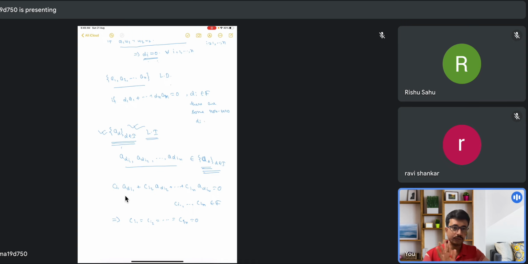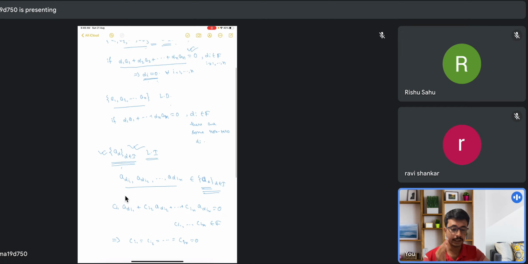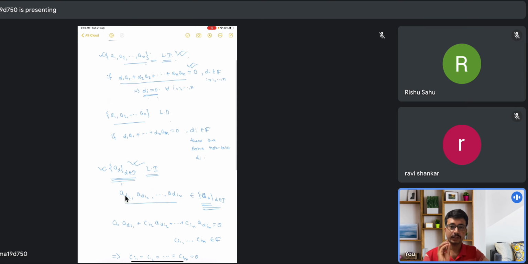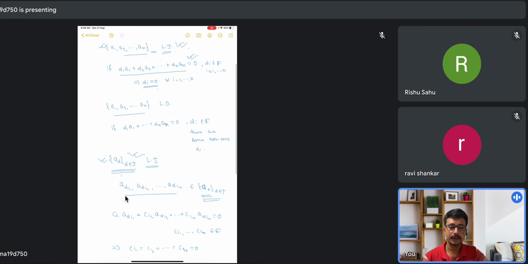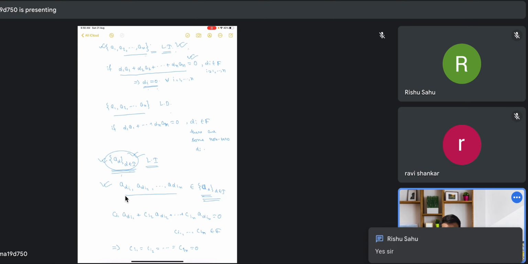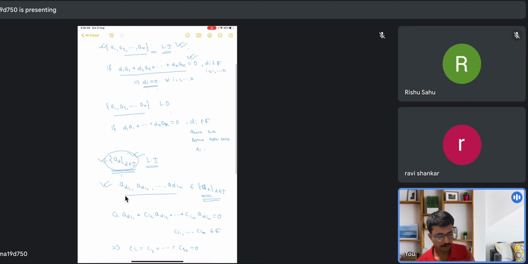After that we have to satisfy the definition of linear independence from finite sets. That's it. Understood or not? This must be true for all finite sub-collections of this one. Then we can say that this is a linearly independent set. Is it understood, Ravi? Yes, sir.